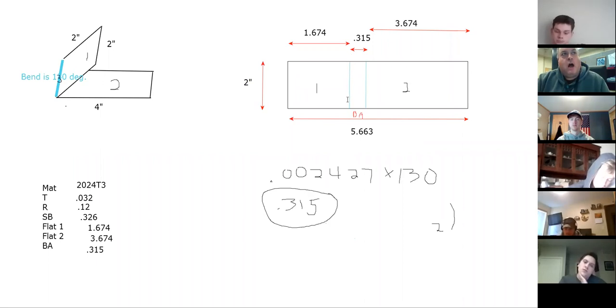Then we would draw these bend tangent lines here. In between those two bend tangent lines would be our bend allowance. Then what's the next thing we have to draw on our piece of aluminum here? The sight line. We have to draw the sight line.